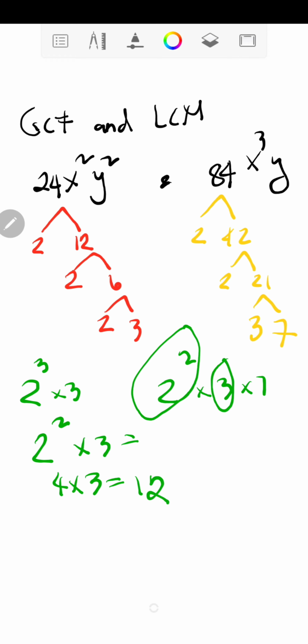However, we still have variables here, which are x squared, y squared, x cubed, y. So all I have to do is choose the one with the lowest power. In this case, it's x squared and y. Therefore, just copy it, x squared and y. And that is our greatest common factor.